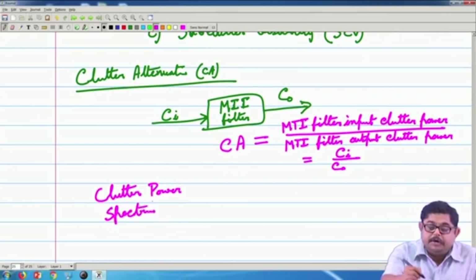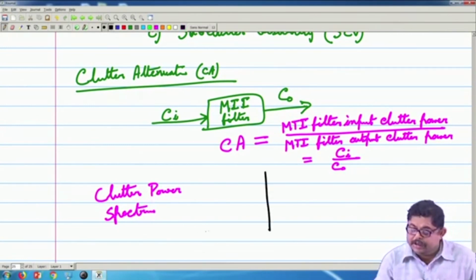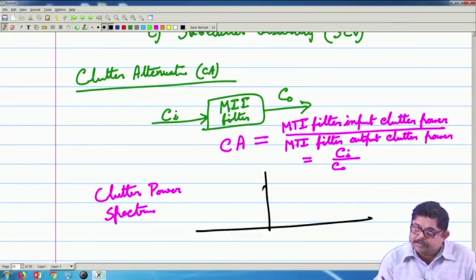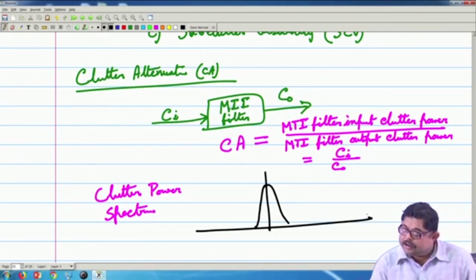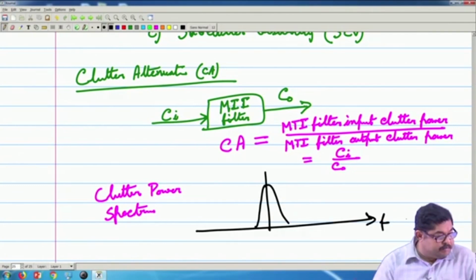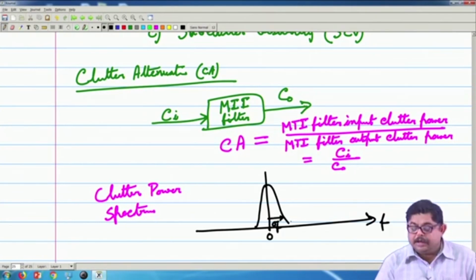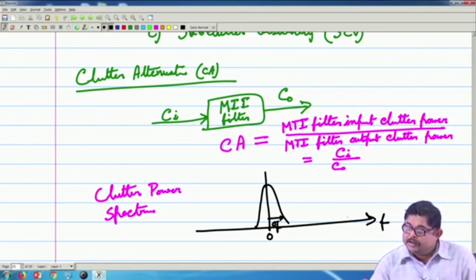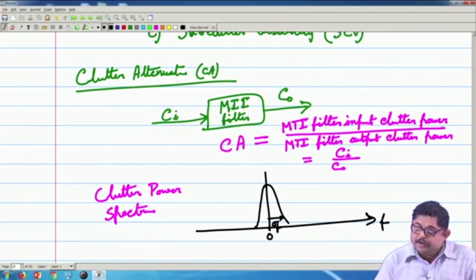now also I recall that we have seen that actually clutter's power spectrum is something like this. If this is your f, frequency, there will be center at 0, it has a spread of sigma f, and that we have seen at the beginning. Also, we know that due to the pulse radar, that spectrum will get repeated at every integral multiple of FR. Now, this is the PSD.